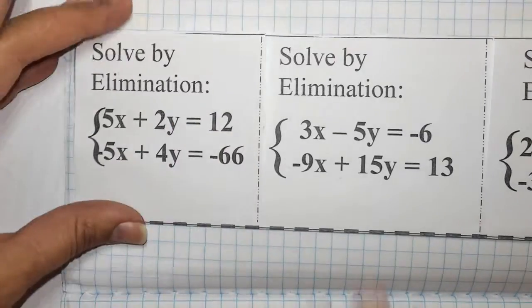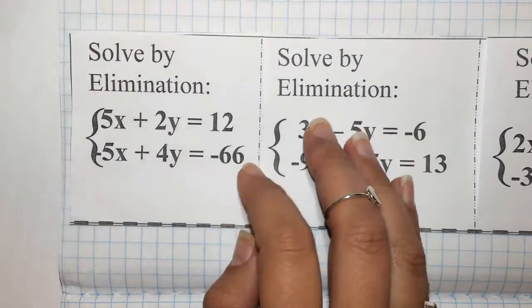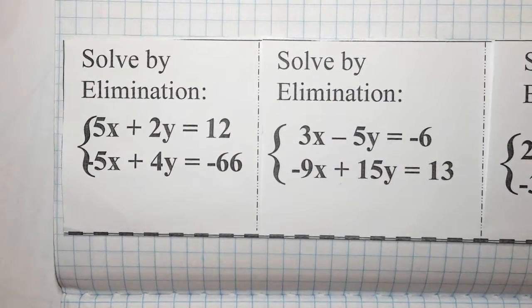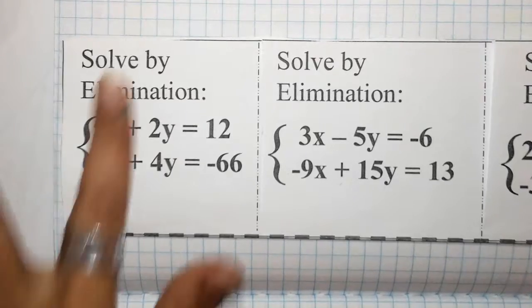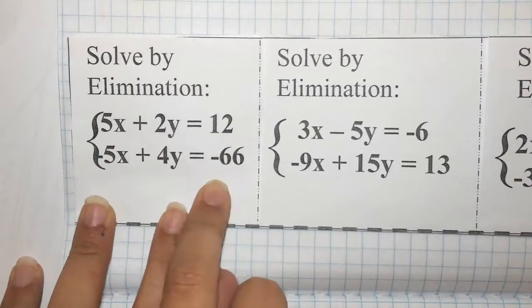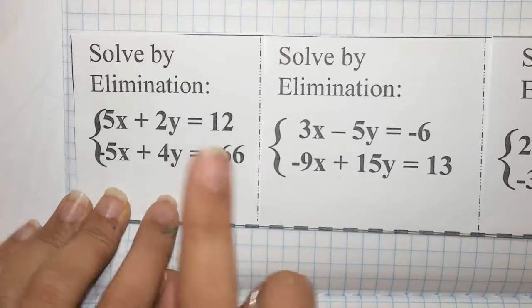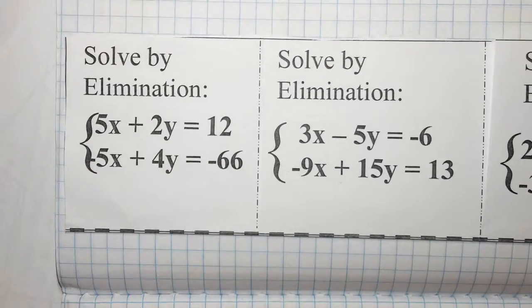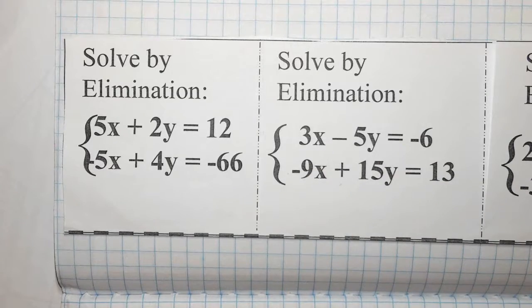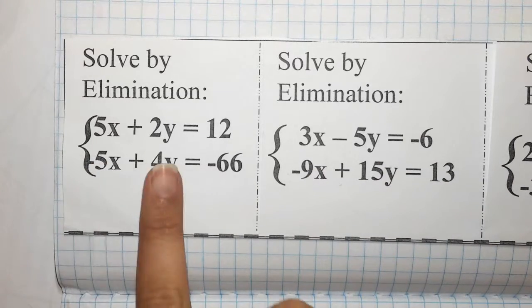Alright, so we're going to solve this first one, and we're going to solve it by using elimination. Now, we have to make sure that our x's are on top of each other, our y's are on top of each other, and the constants are. So, are the x's on top of each other? Are the y's on top of each other? Are the constants on top of each other?